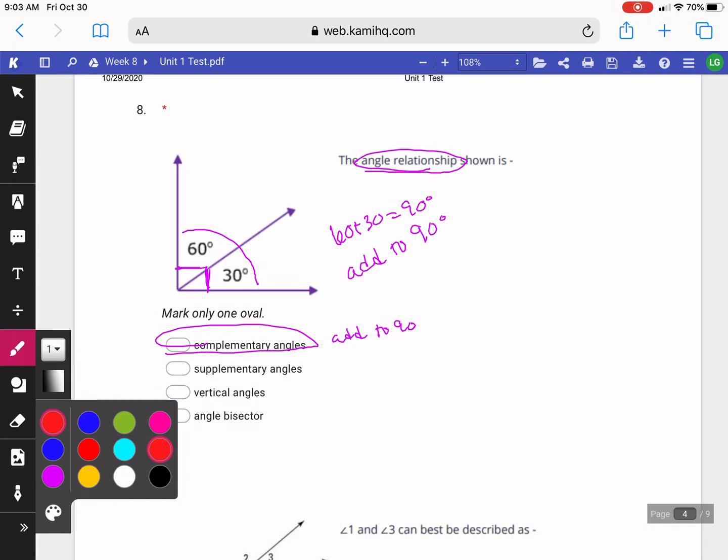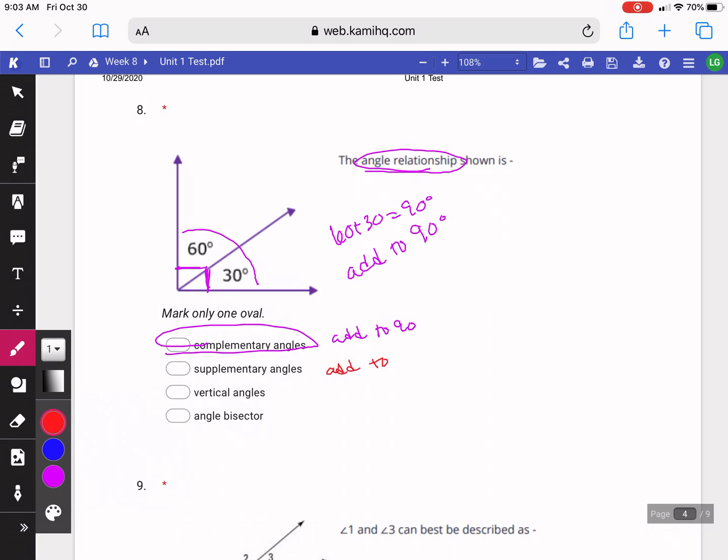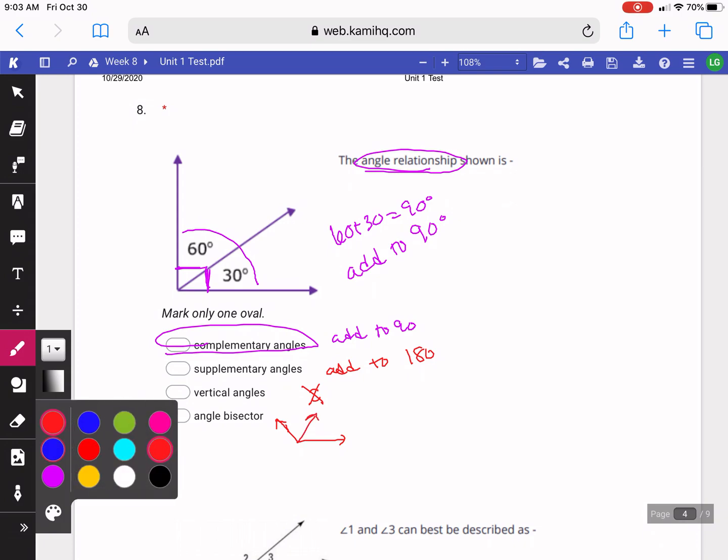Supplementary angles are the ones that add to 180. Vertical angles are the ones that are opposite or across from each other. And an angle bisector is not an angle. It's actually a ray that cuts 2 different angles into 2 equal halves.